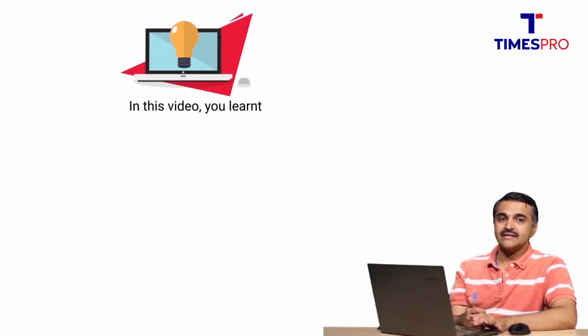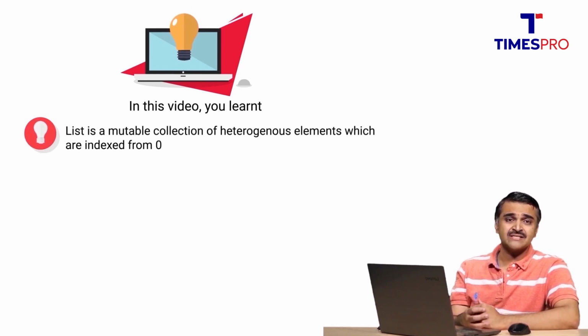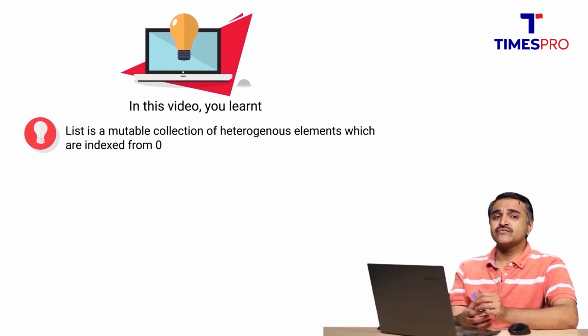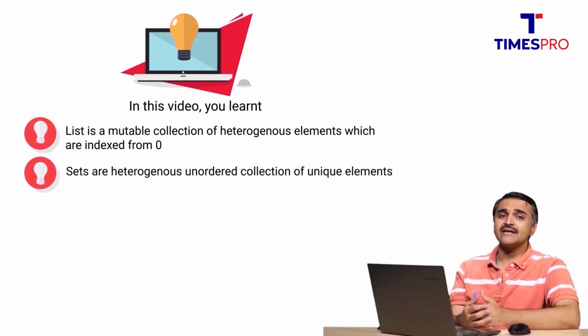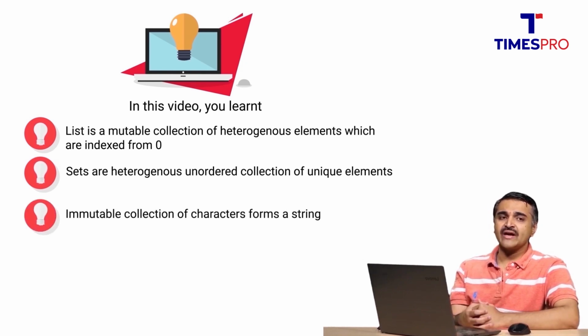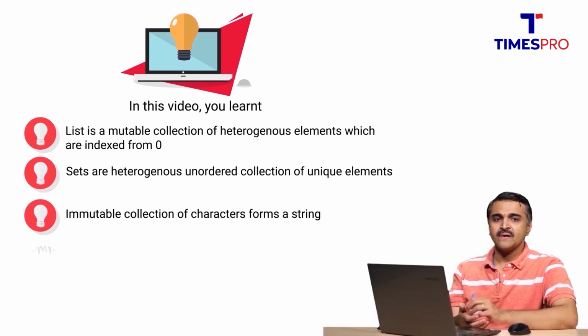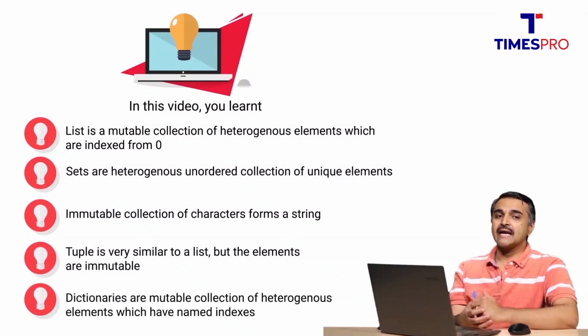To summarize what we have learned in this lecture, a list is a mutable collection of heterogeneous elements where elements are indexed from 0. Sets are heterogeneous, unordered collections of unique elements. An immutable collection of characters forms a string. A tuple is very similar to a list, but the elements are immutable. Dictionaries are mutable collections of heterogeneous elements which have named indexes.